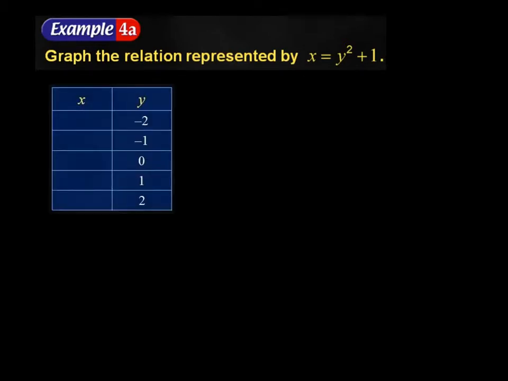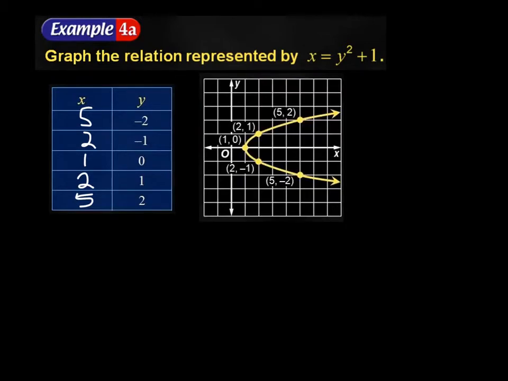-2 squared is 4, plus 1 is 5. -1 squared is 1, plus 1 is 2. 0 squared is 0, plus 1 is 1. 1 squared is 1 again, plus 1 is 2 again. 2 squared is 4, plus 1 is 5 again.